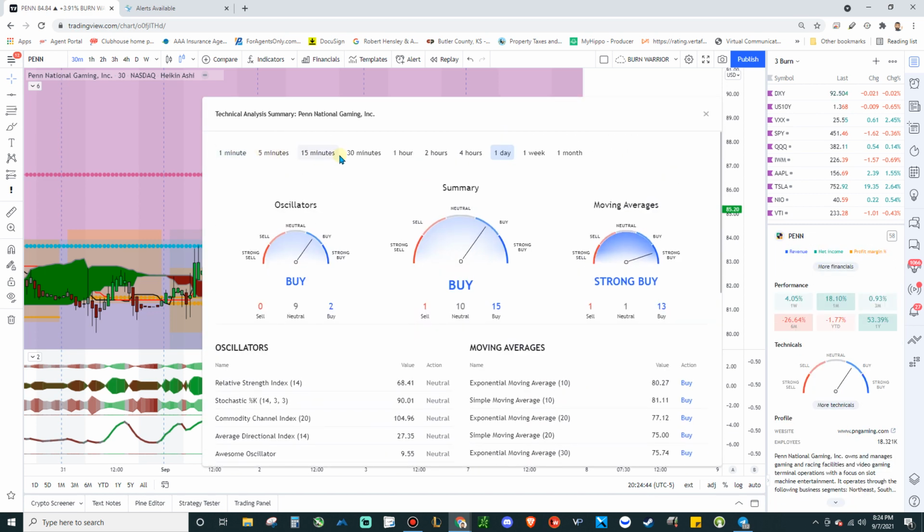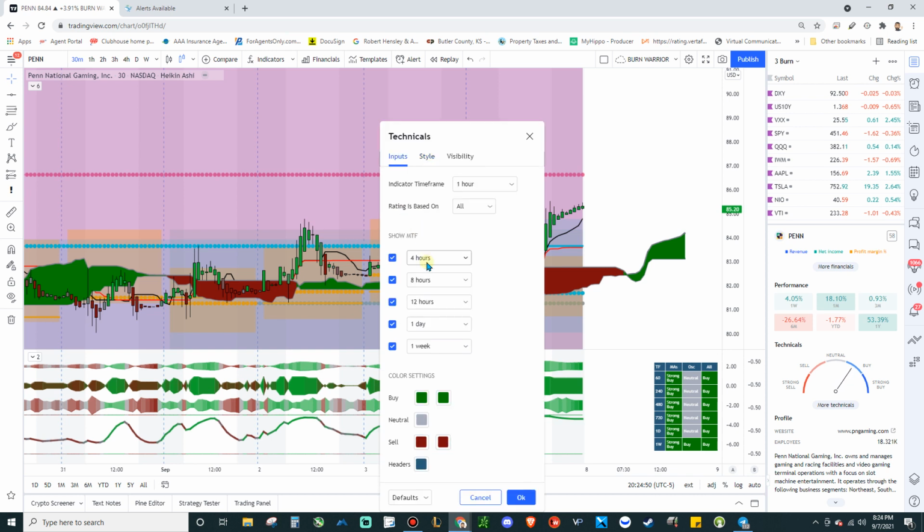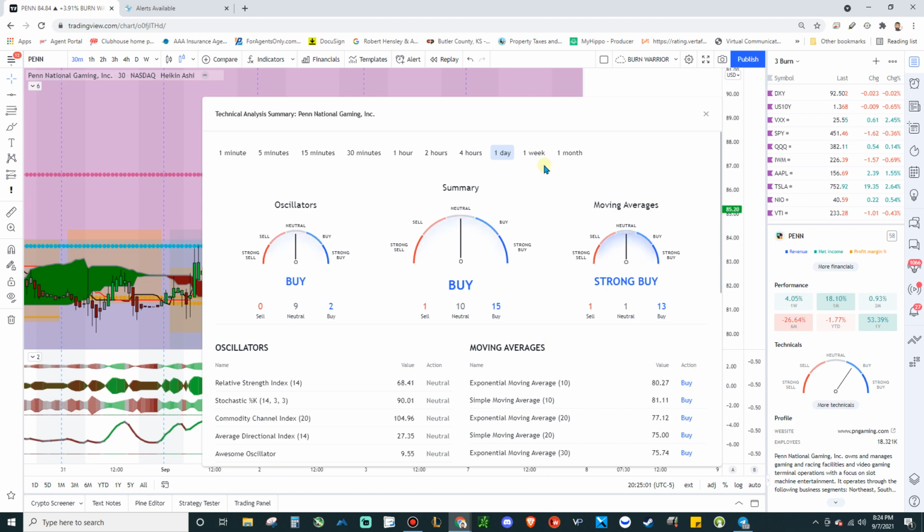So you got the 1 minute, 5 minute, 15, 30, 1 hour, 2 hours. So you can basically look at any of these with this. You can change them to whatever you want. So your indicator time frame, I've got the 1 hour, the 4 hour, 8, 12, 1 day, and 1 week. So I don't know if you need more than that or less than that. Probably you don't even need that many, but I'm looking at them all.